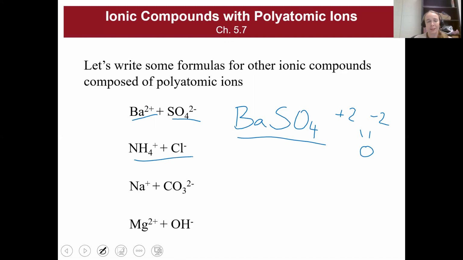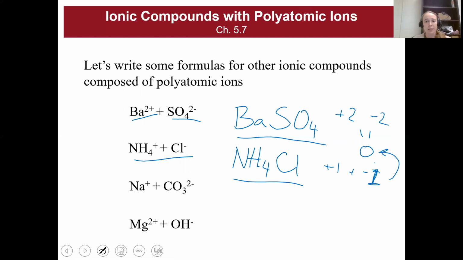Ammonium ion, NH4+, and chloride ion. So we got a +1 and a -1. So those are the same as our barium sulfate. We just put them together. So we've got a +1 and a -1. So we get another 0. So that is our neutral compound, ammonium chloride.